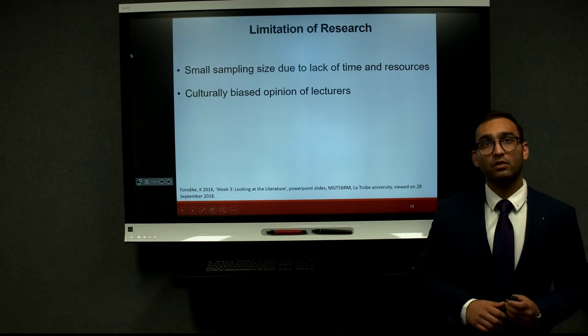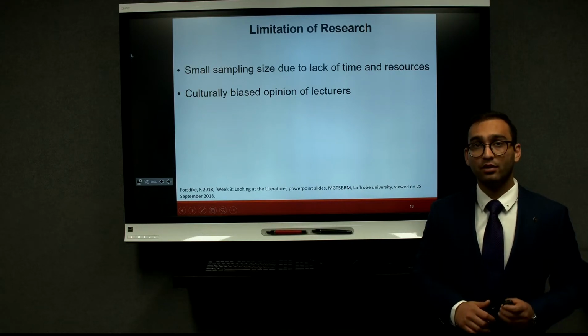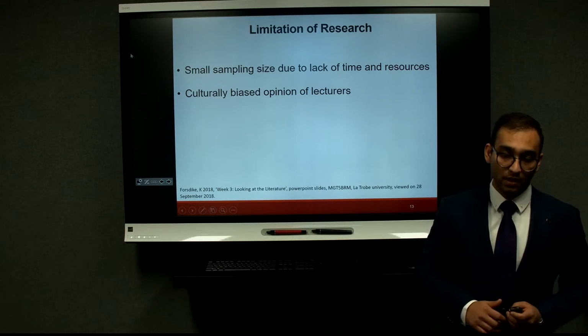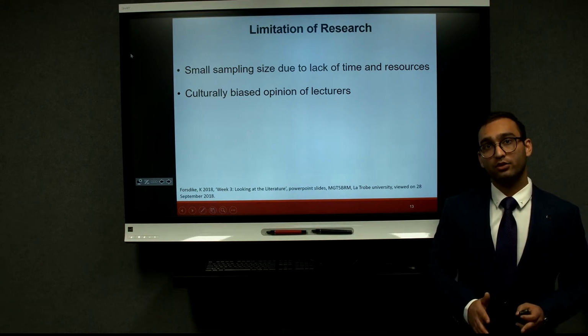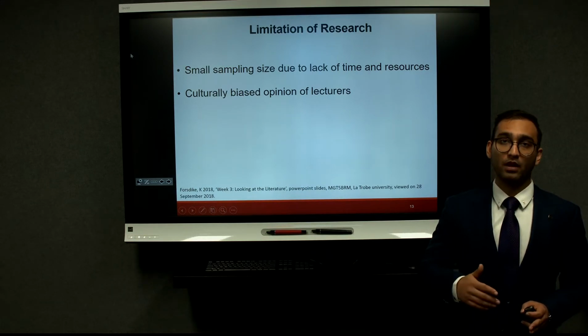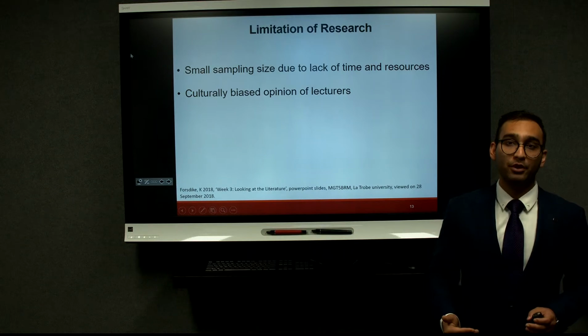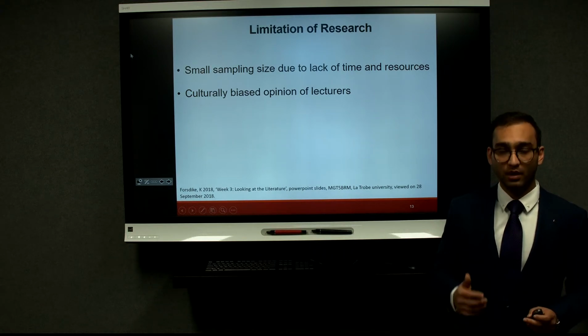Moving on to the next limitation, culturally biased opinion of lecturers. I figured out that this is the biggest limitation of this research. And why is it? Because in Australia, most of the lecturers have their own cultural beliefs. If they're Australian, they have Australian cultural beliefs. If they're British, they have British cultural beliefs. Or if they're Indian, they have Indian cultural beliefs.